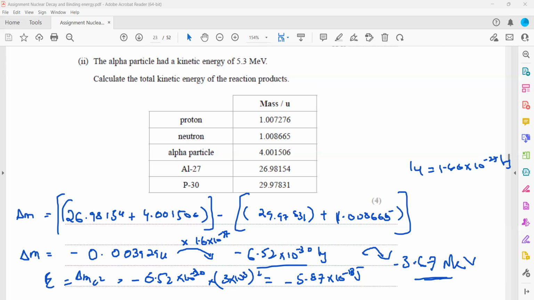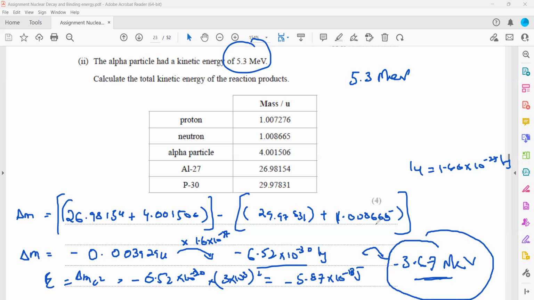Sorry, this is the energy we need to produce the particle because we are finding a mass defect, not to move them. So the total energy of the alpha particle which we used for this reaction was 5.3. So this is the energy of alpha particle we use. Out of this, 3.67 has been used to produce the particle, and the remaining will be used as kinetic energy. The idea is that this is the amount of energy we need to produce these particles, because the mass has to be increased.